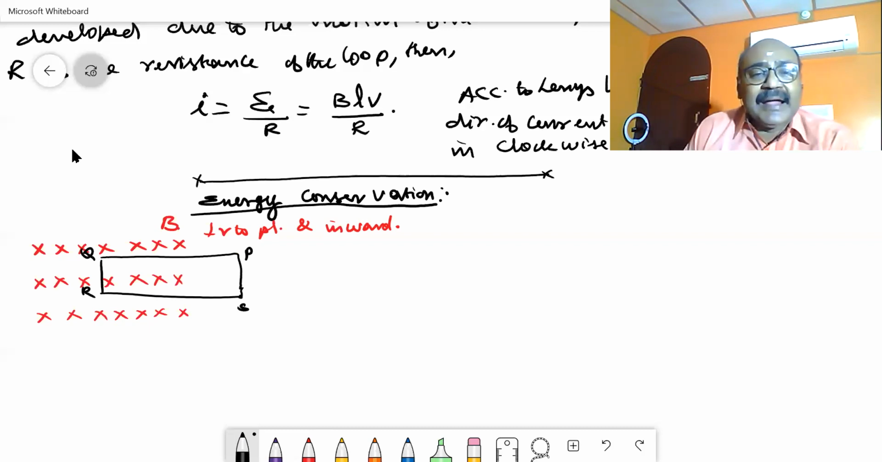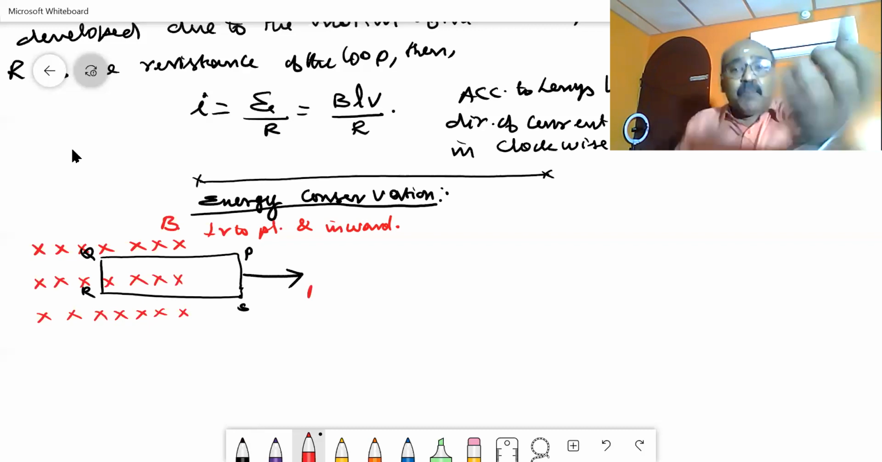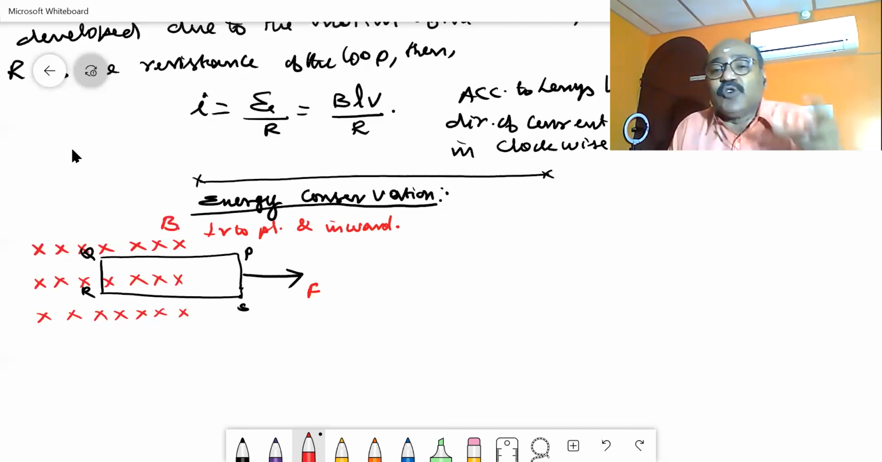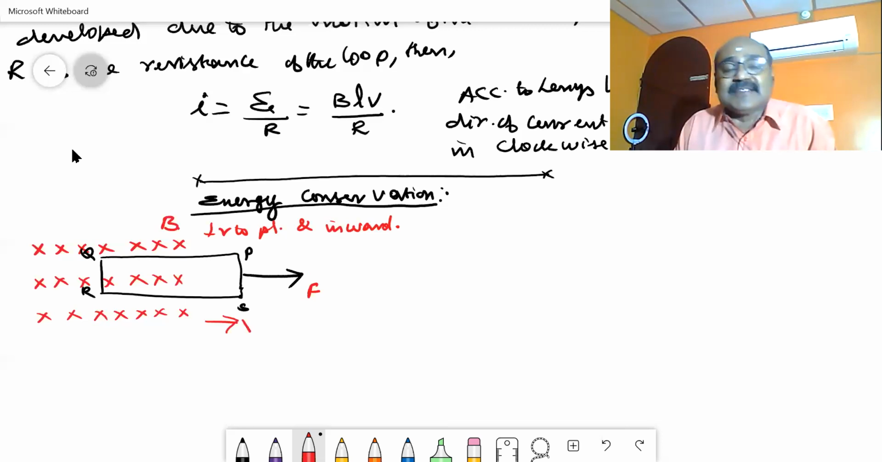Now I am applying an external force F so that I can pull the loop outside, because when this loop is placed inside, you get a magnetic force on it. Against that magnetic force, I have to apply an external force F so that I can pull that loop outside, and it is moving with a velocity V. If that is the case, what is the mechanical work done? Are you able to understand?